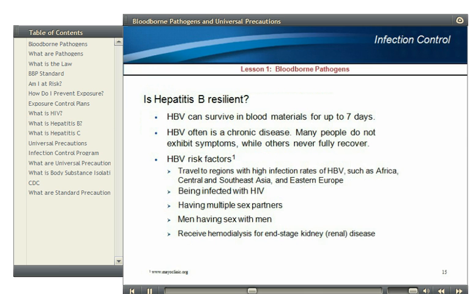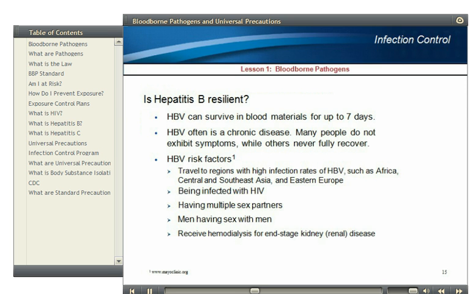Is hepatitis B resilient? HBV can survive in blood materials for up to 7 days. HBV often is a chronic disease. Many people do not exhibit symptoms, while others never fully recover.